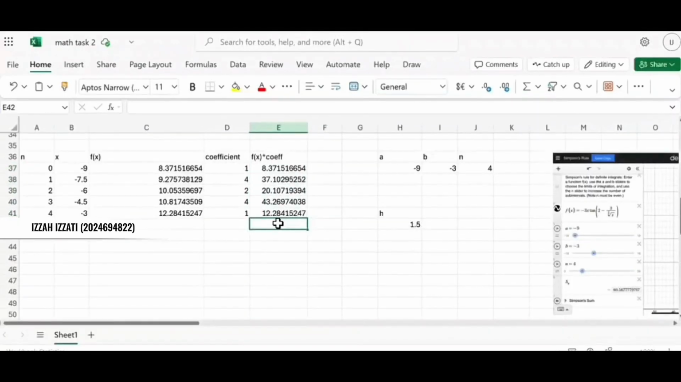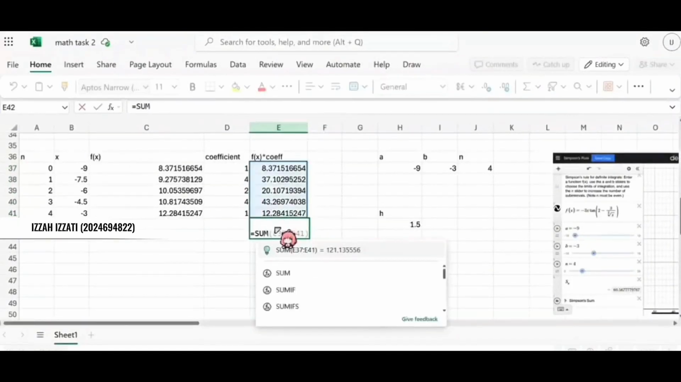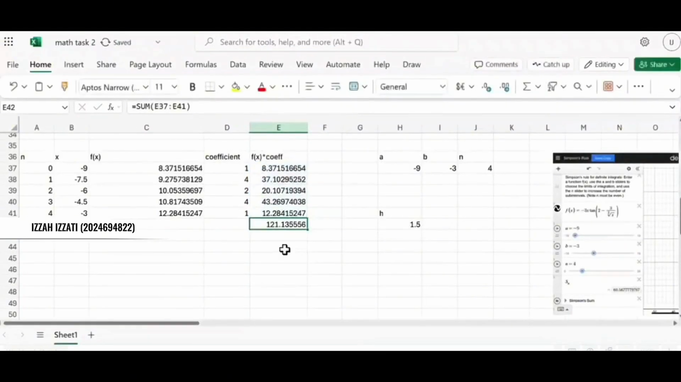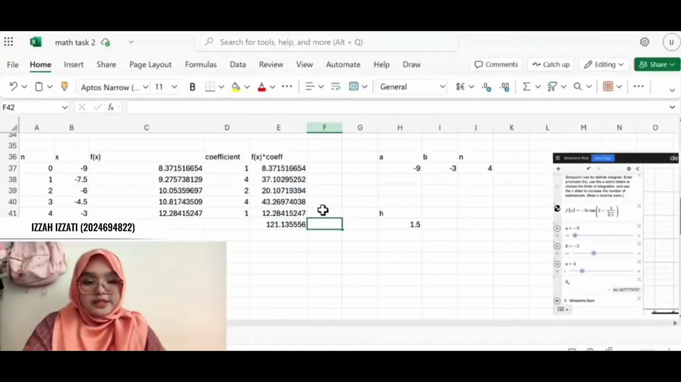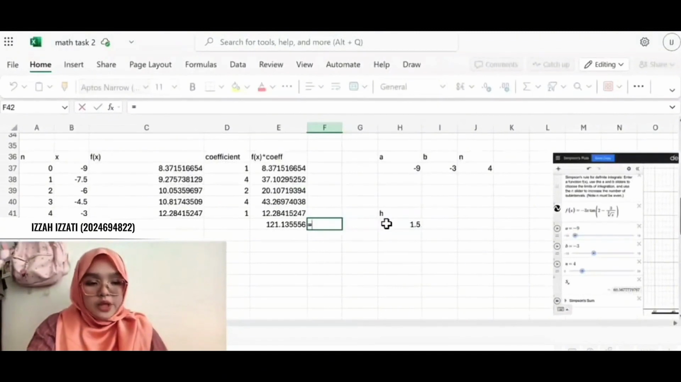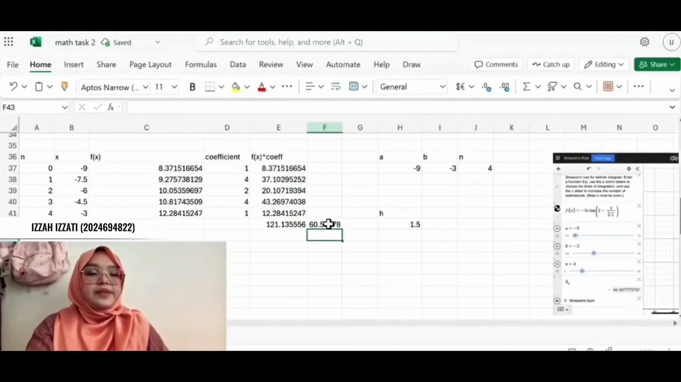Now we have to find the sum of f(x) multiplied by the coefficient. Just type in equals sum and choose the first option, and it will automatically calculate it for you. Lastly, we want to calculate the approximate area under the graph. We have to use the formula of weight divided by 3 multiplied by the sum of coefficient multiplied by f(x), and then we will get the answer.